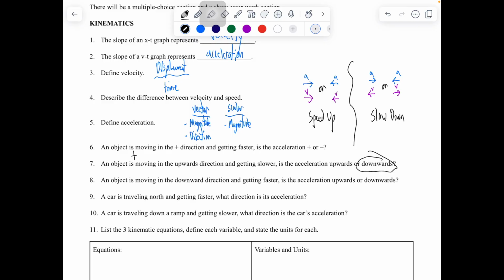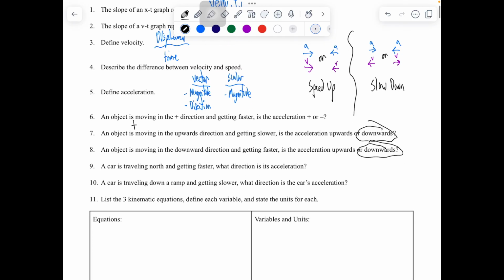Object is moving in the downward direction, getting faster. Okay, getting faster means velocity and acceleration match. They point the same direction. They are moving downward, so acceleration must also be downward as well. Car is traveling north and getting faster. Okay, getting faster, velocity and acceleration match. Car is traveling north. North must be that acceleration as well. Car is traveling down a ramp, getting slower. That means velocity and acceleration are opposite. If it's traveling down the ramp, it has a negative velocity, so it must have a positive acceleration. That would be an upward acceleration.